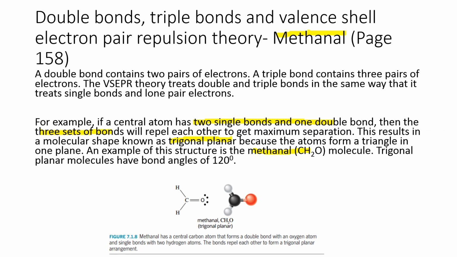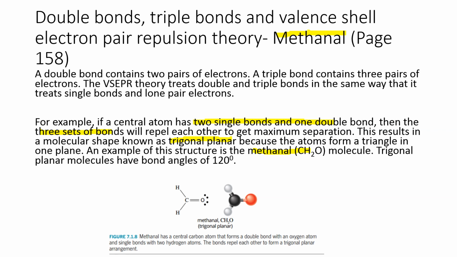So carbon is in group 14. It has 4 valence electrons. Of course, it will need 4 more electrons to become stable. As you can see, hydrogen has 1 valence electron each. So eventually, carbon will have 8 valence electrons. Oxygen here will also have 8 valence electrons because it just needs 2 more. It's in group 16.